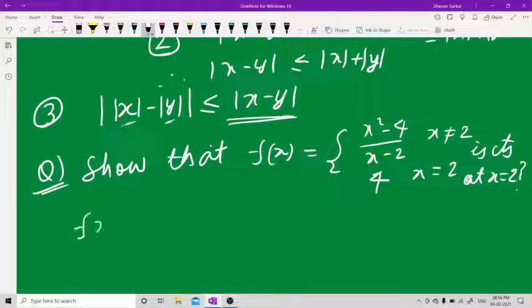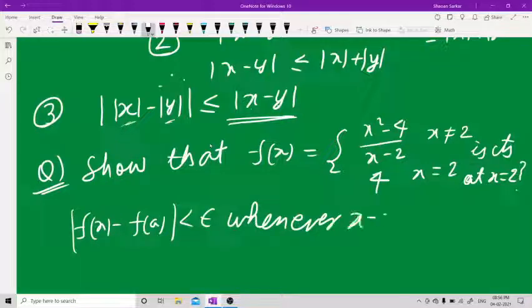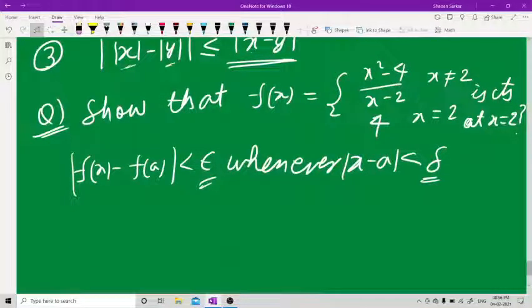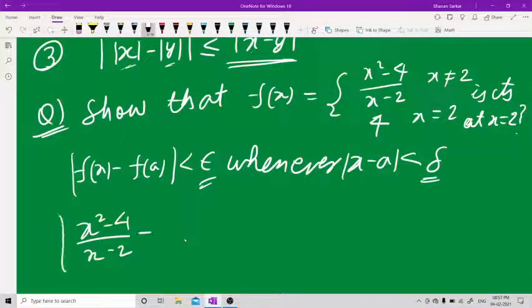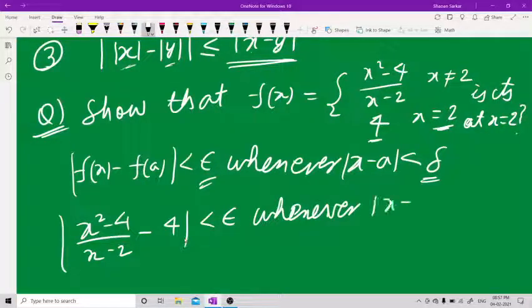So I'll use the formal definition: |f(x) minus f(a)| is less than epsilon whenever |x minus a| is less than delta. Given epsilon, I have to find delta. Here f(x) is (x square minus 4) upon (x minus 2), minus f(a); at a equal to 2, f(a) is 4. So minus 4 is less than epsilon whenever |x minus 2| is less than delta. Now we will have to do the computation here.